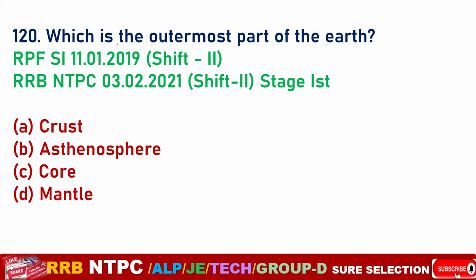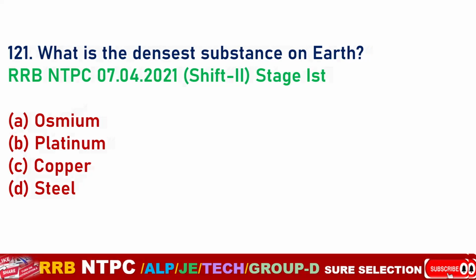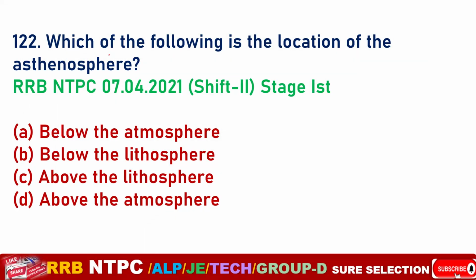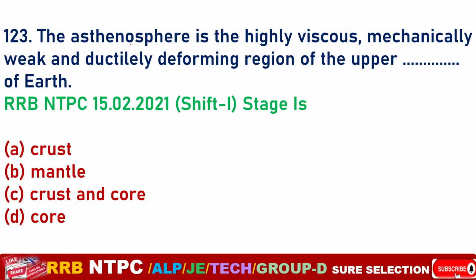What is the outermost part of the earth? The outermost part of the earth is called the crust. Which is the densest substance on earth? Osmium. Which of the following is the location of the asthenosphere? Below the lithosphere. The asthenosphere is the highly viscous, mechanically weak and ductilely deforming region of the upper part of the earth's mantle.